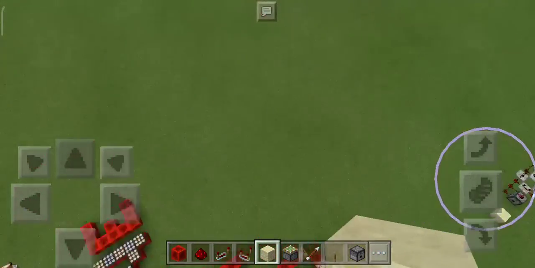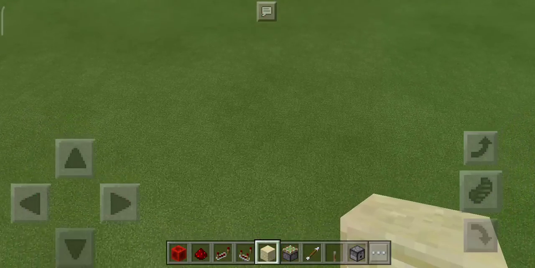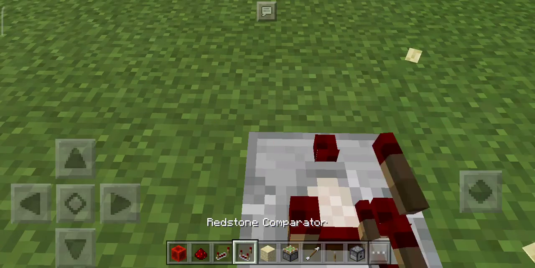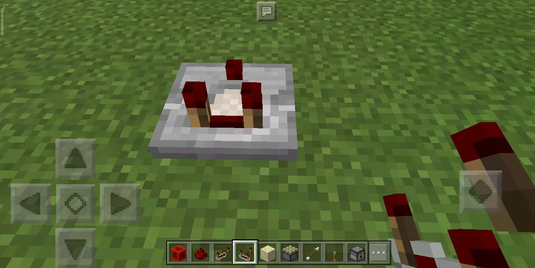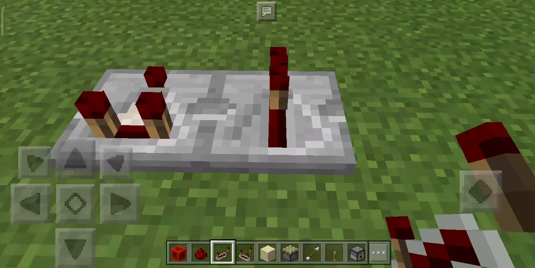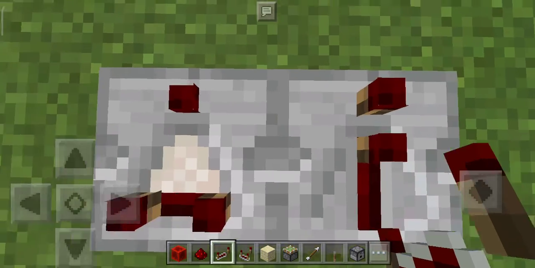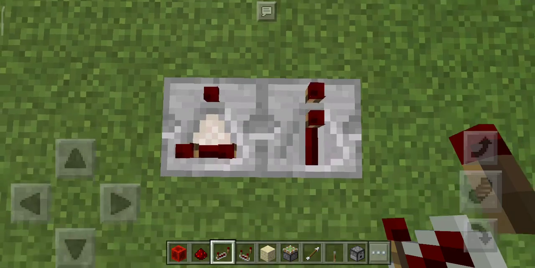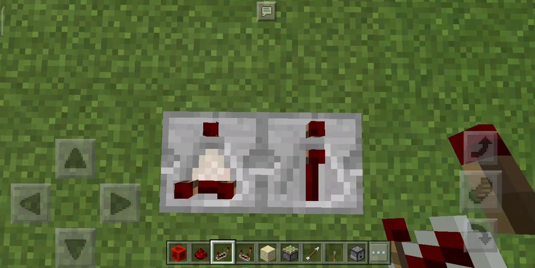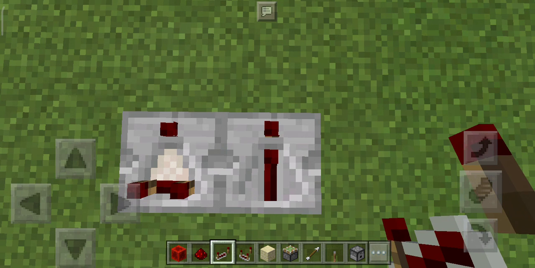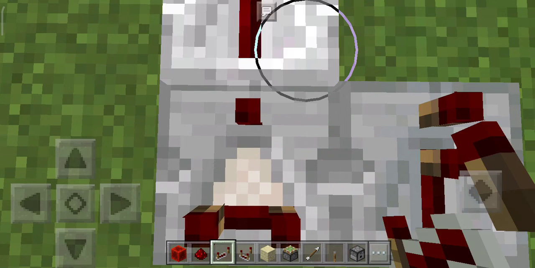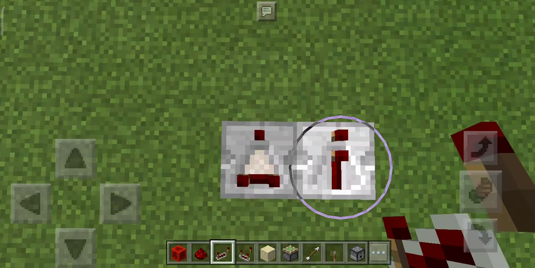In today's episode, we will be learning, or at least trying to understand, the basics of how to use a redstone comparator. So this is a redstone comparator. If you remember the previous episode, I told you about redstone repeaters. One thing they both have in common is that they have an arrow. This one has a small arrow pointing in this direction, and so does this one. So that's the first thing I wanted to say.